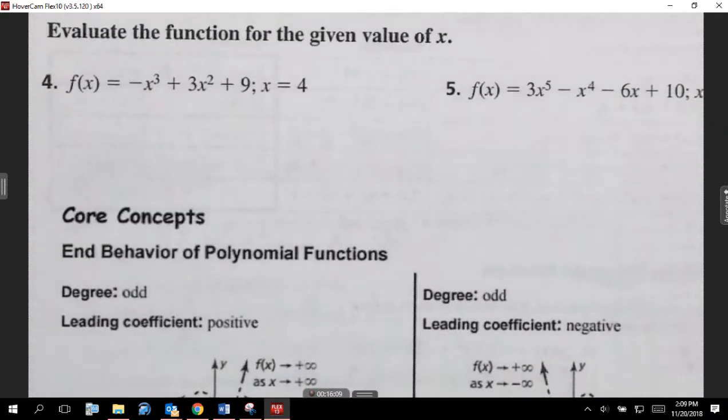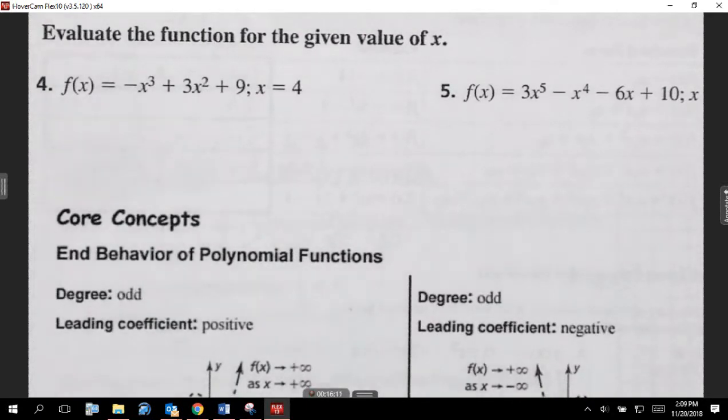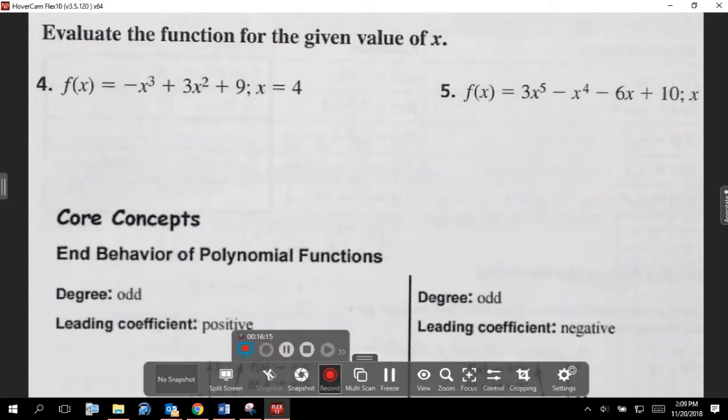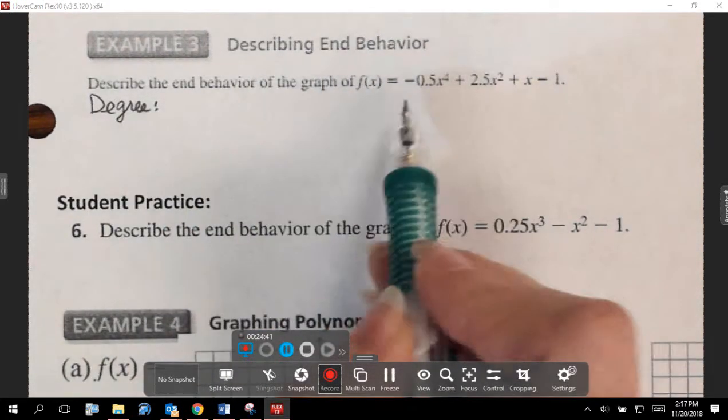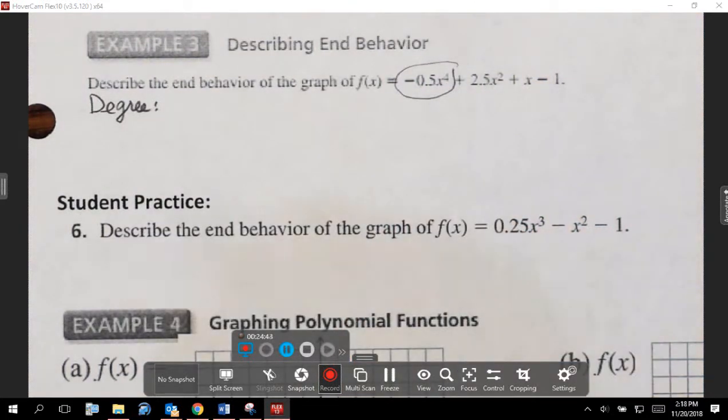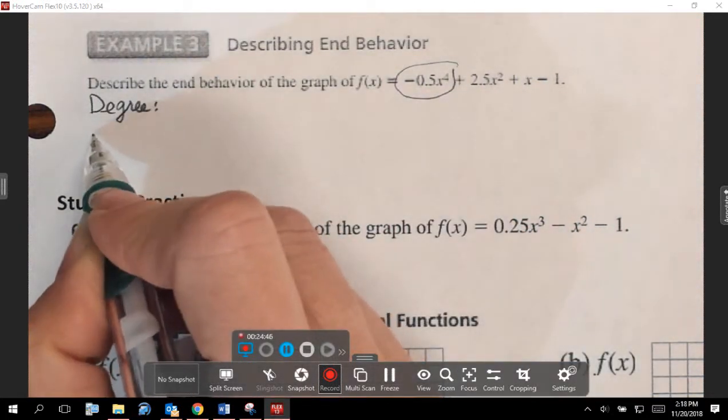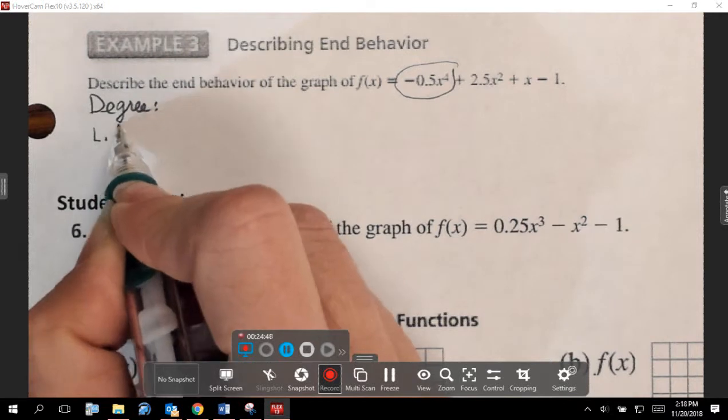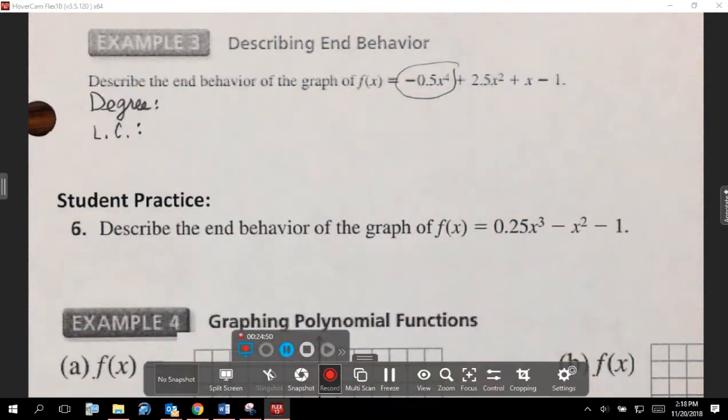Now we're going to do what's called end behavior, and this is where we dance. I'm going to pause the video because you can't see what I'm doing. Okay, we look at this right here. We're going to determine from our first term if the degree is even or odd, and if the leading coefficient is positive or negative. Now, you should also make sure that is the correct leading term, the correct first term, because occasionally they might be in the wrong order.